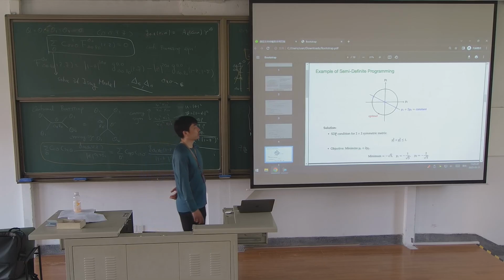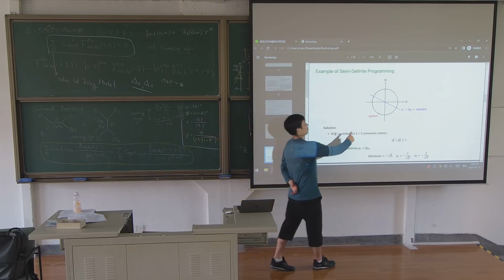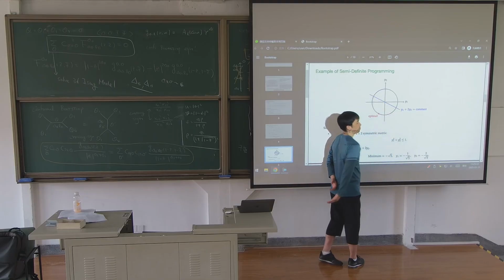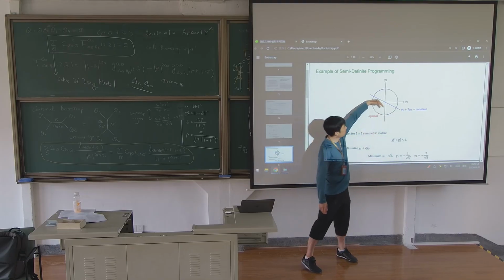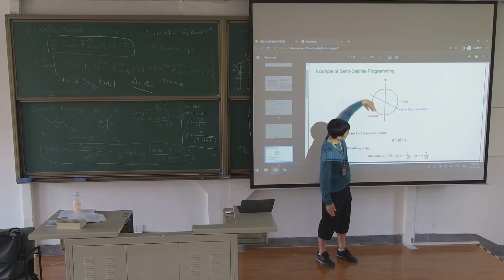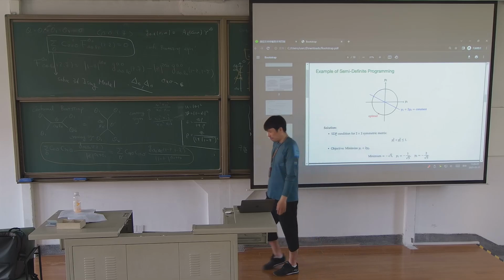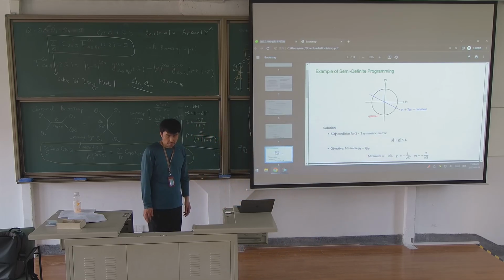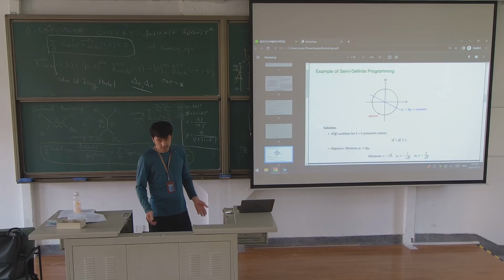So the constraint is that y1 and y2 are inside of this disk, and y1 plus y2 constant gives lines like this blue line. And we try to minimize by just bringing this line to the point that's tangent to this disk, and that is the minimizing point. So that's the simplest example for this semi-definite programming problem. Okay.